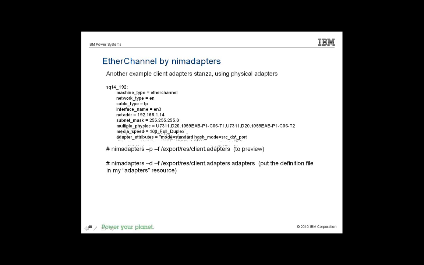Probably missing a double quote on the end there. NIM adapters to preview, NIM adapters to define, and this guy did configure an Etherchannel. It will give you an error if you try to use the adapter you're installing with. It just says adapter in use. It shows up in the NIM logs on the client at the end.